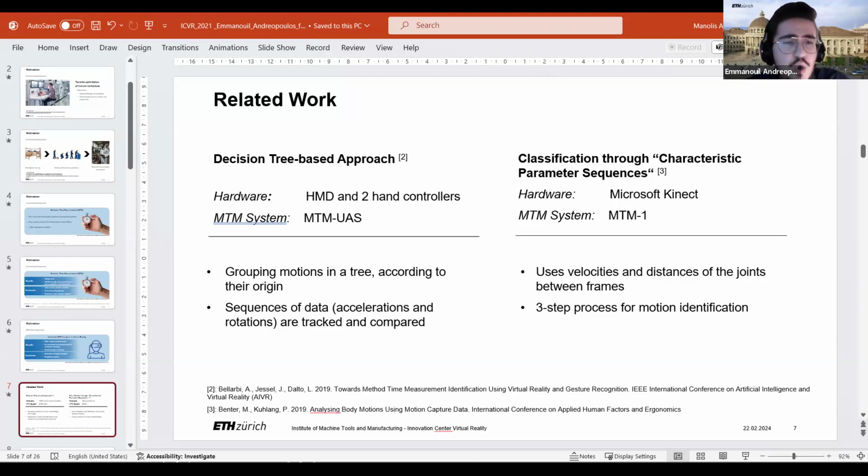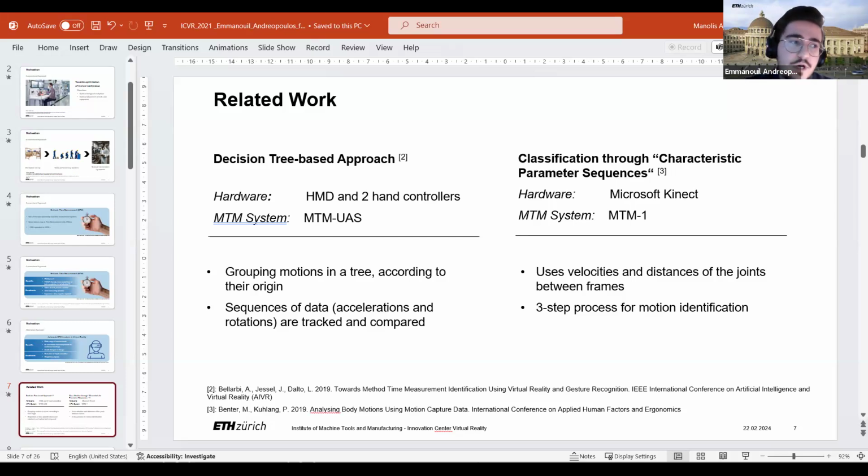UAS system, which is not a very detailed system of MTM. This uses a decision tree-based algorithm which creates sequences of data such as accelerations and rotations, which are tracked and then compared to specified expected values. On the other hand, the second work from Benter et al., on the classification of the MTM1 actions through characteristic parameter sequences, uses Microsoft Kinect to track the user, and through a three-step identification process, it creates the identification of the MTM1 actions.